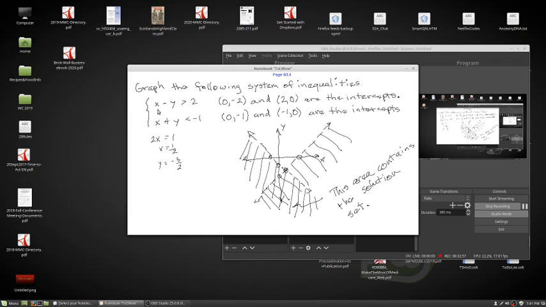How about 0, -2? If we plug that in here, that'll work in the second one, of course. 0 plus a -2 is -2, which is less than -1. 0 minus a -2 is just 2. 2 is not greater than 2, so because it's not inclusive, not greater than or equal to, that's not going to work because it's on one of the boundary lines.